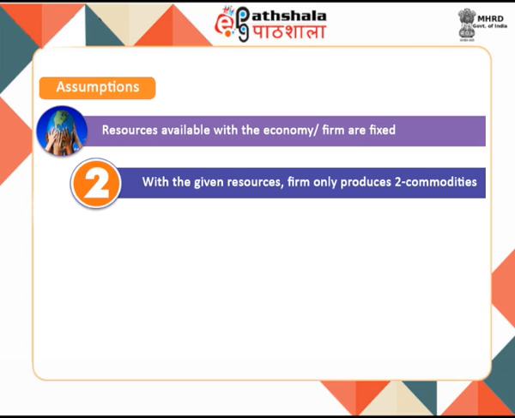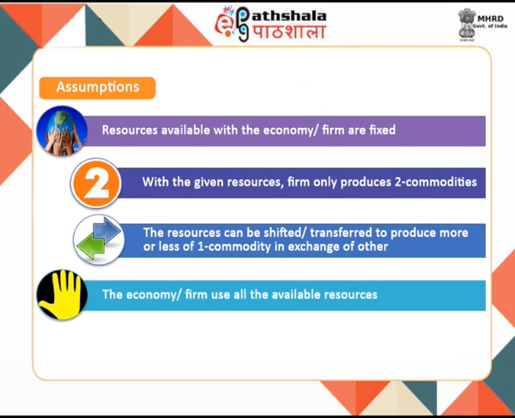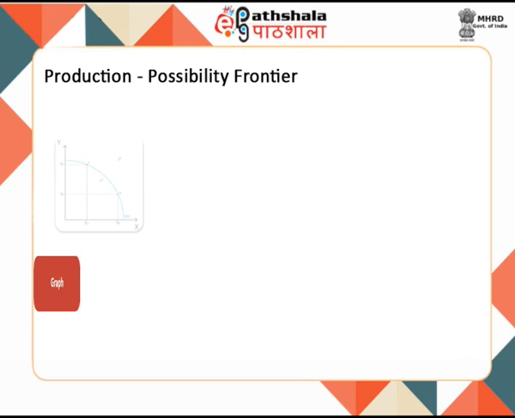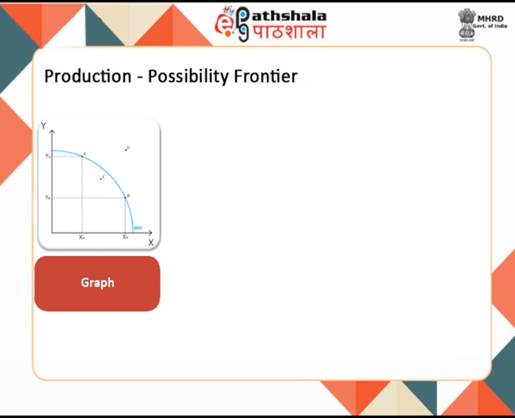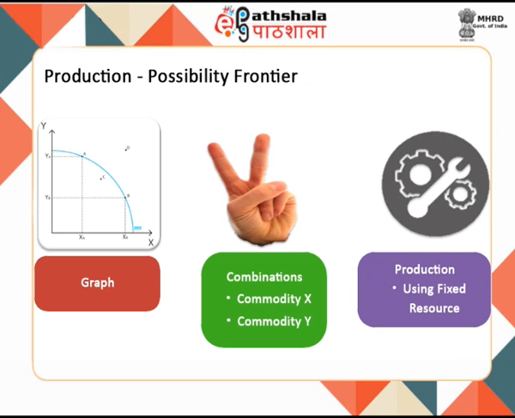With the given resources, the firm only produces two commodities. The resources can be shifted or transferred to produce more or less of one commodity in exchange of another. The firm or the economy uses all the available resources. Given the assumption, production possibility frontier is a graph that depicts the various combinations of amounts of two commodities that an economy or firm can produce using the fixed amount of resources, that is, factors of production.